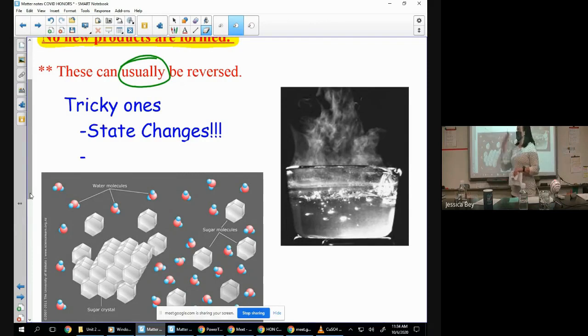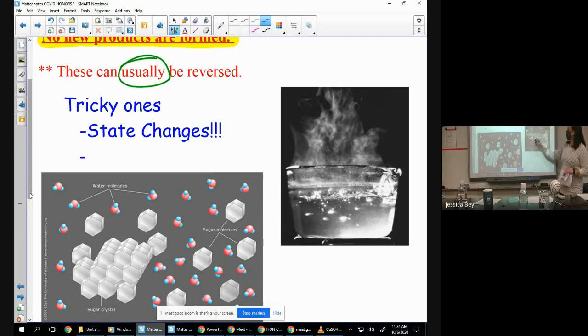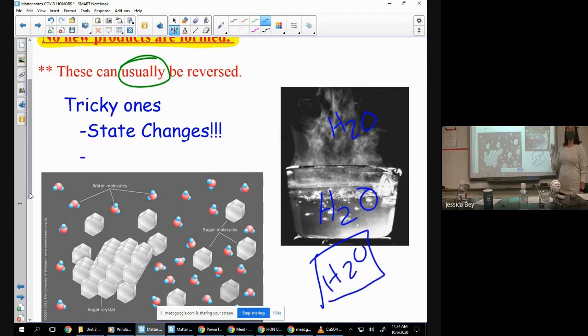The first one is state changes. Sometimes students are like, oh my gosh, that water boiled away, look at that chemical reaction. And you're like, what? No. Because if you think about it, when you have boiling water, it is water, H2O, correct? When you put it into the air, what is its chemical composition? H2O. When you take it and freeze it into an ice cube, what is it made of? H2O. So unless you've done something to it chemically, it is a physical change.